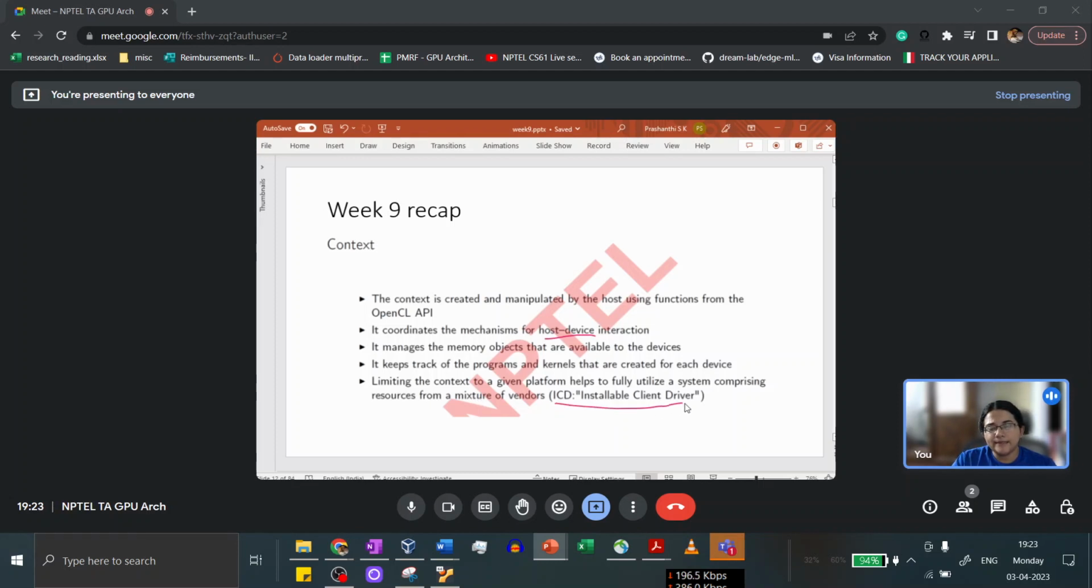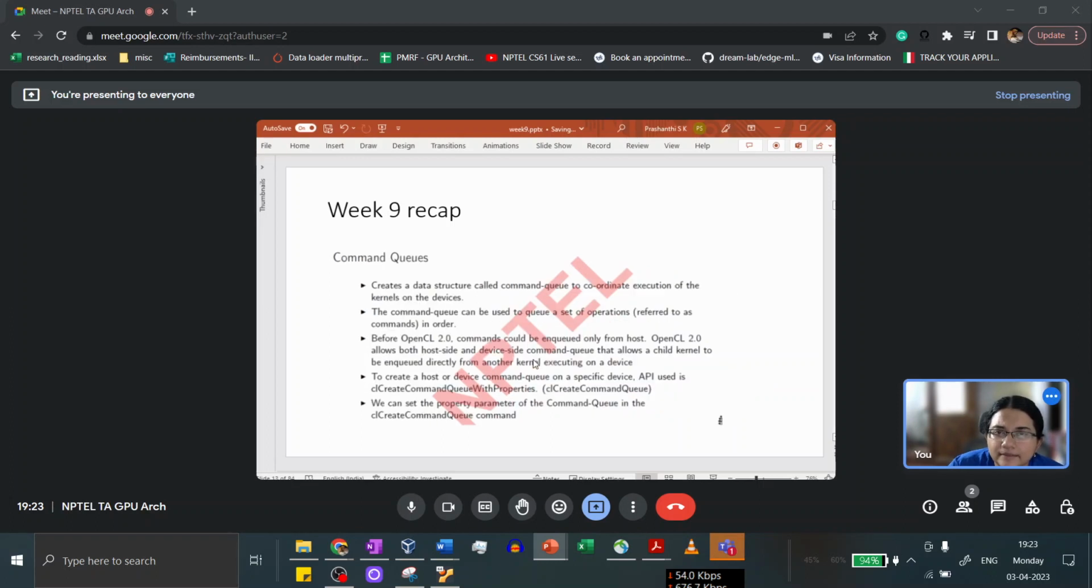So you will have multiple of these ICDs, right? So that's kind of a design choice that you should look at and think about, saying why is this done, what would happen if this is not done, right? Something like that. Next, we look into command queues.